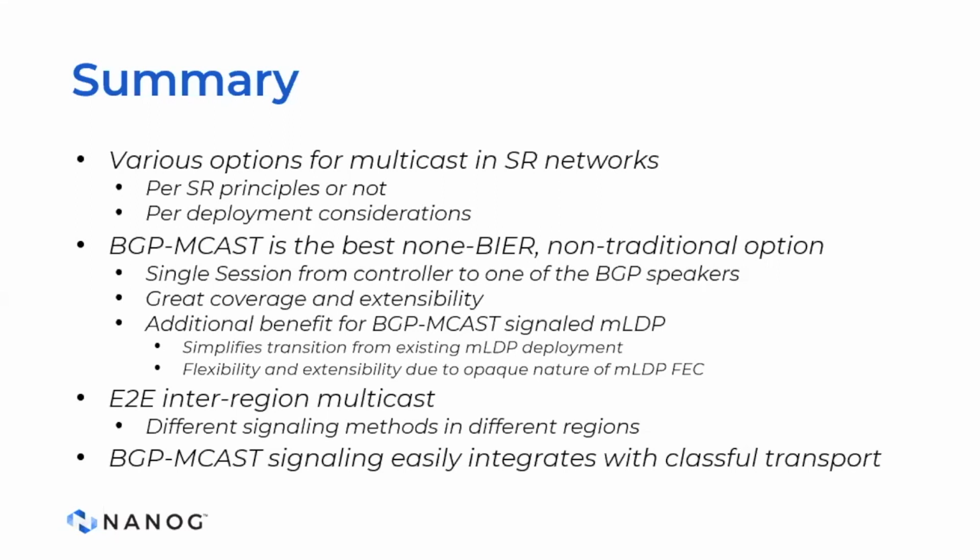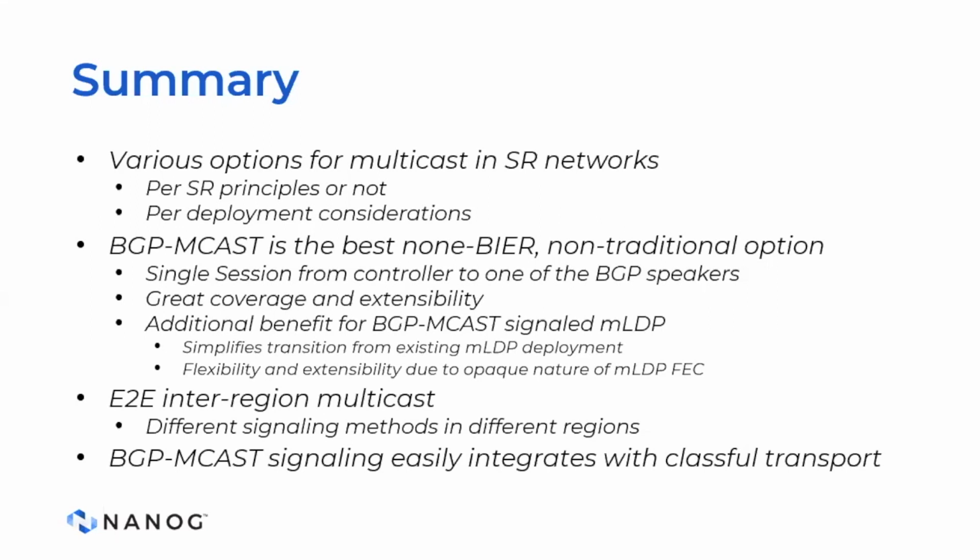In particular, if you already have an MLDP deployment, then using BGP signaled MLDP will make the transition a lot easier. And also, because of the flexibility and extensibility due to the opaque nature of the MLDP FEC, that will make the tree identification a lot easier when you use the MLDP FEC to identify the tree.